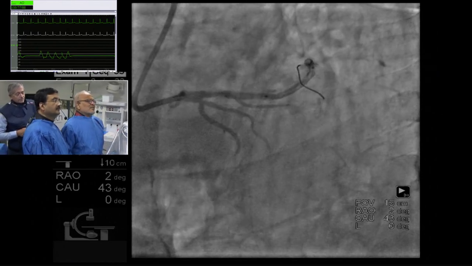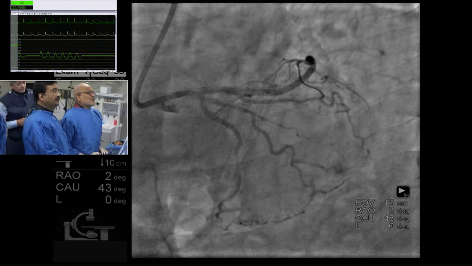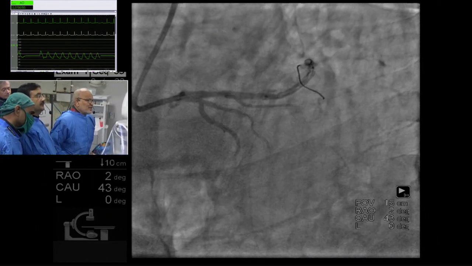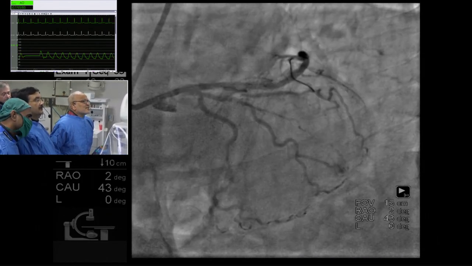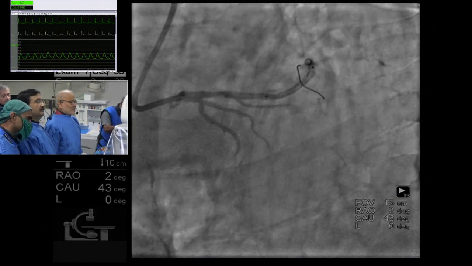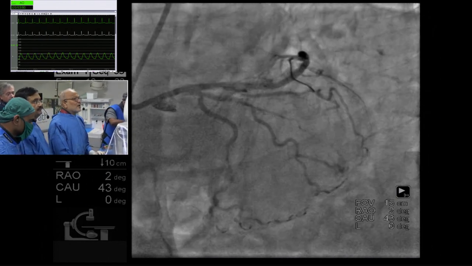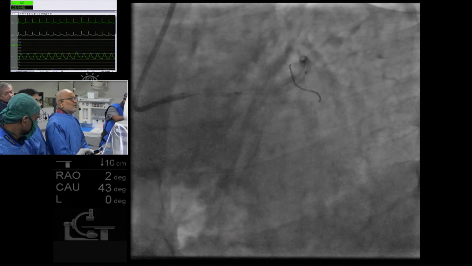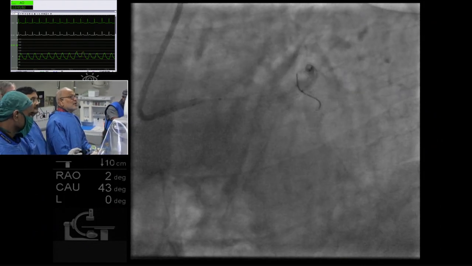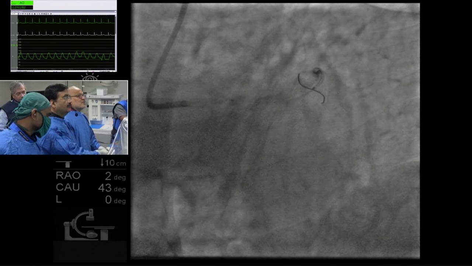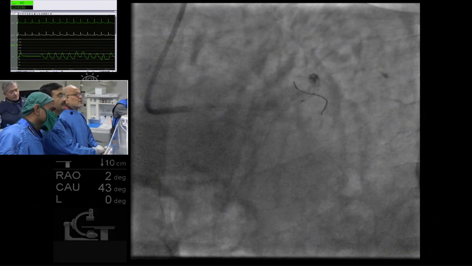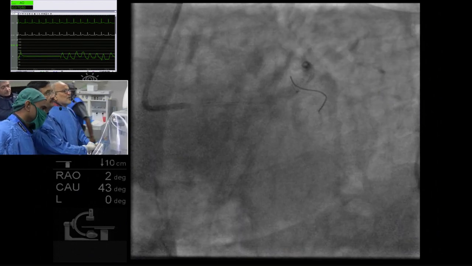We can do an OCT assessment. We have already done lithotripsy there, right? Let us check it. You can post-dilate the proximal part of the stent with a 3.0x6 non-compliant balloon or something like that. Lesion. You want to check it?